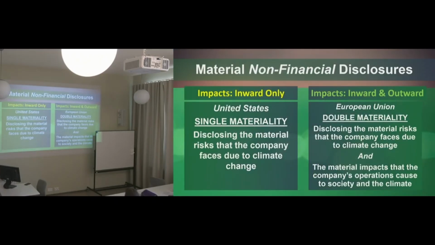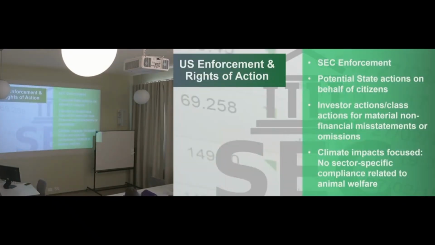So we've already discussed this. It's going to be double materiality. So in the EU, you're going to have to disclose the material impacts that your company's operations cause to society and the climate. That has a big overlap with industrial animal ag.